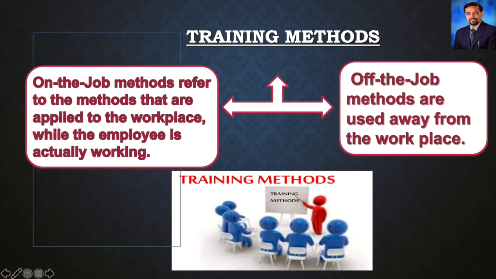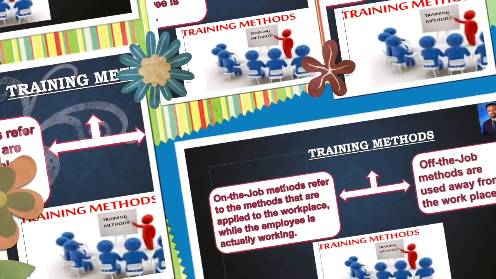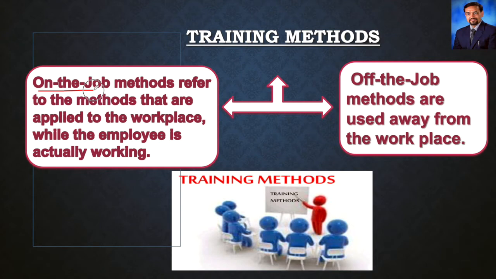Okay, students. So today we will be discussing the different methods of training, right? Basically, we can categorize it into two. One is the on the job method, another is the off the job method. On the job training means methods applied at the workplace while the employee is actually working, and this involves learning while doing. For example, apprenticeship training, internship training, and all those.